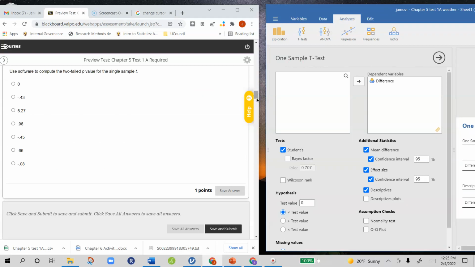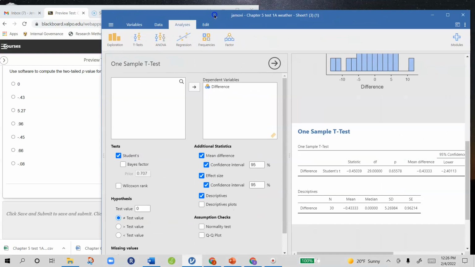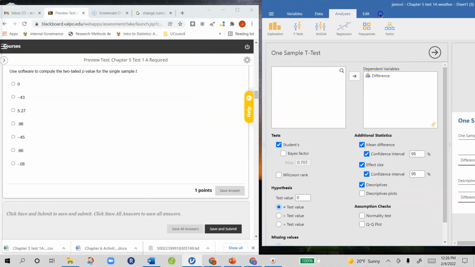Now we know we're going to get the two-tailed p-value because under the hypothesis test, we asked for a two-tailed test. The not equal sign means a two-tailed test. When you're using the greater than or less than sign, that would mean a one-tailed test. So we can get our p-value from our output right here. Our p-value is 0.65578, or 0.66.